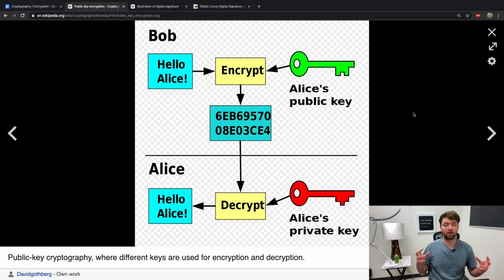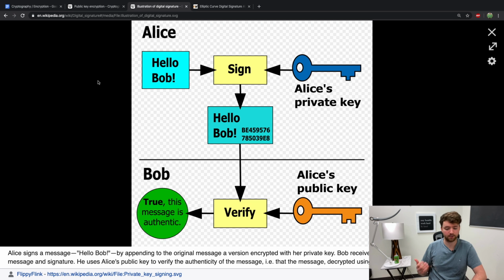Digital signing and confirmation is going to flip this around a little bit such that it looks like this. Elise is now going to use her private key to sign a message, and then Bob is going to use her public key to verify that that message came from her.